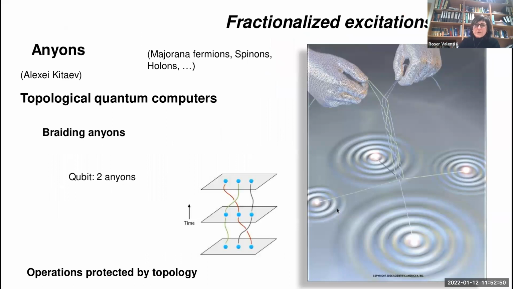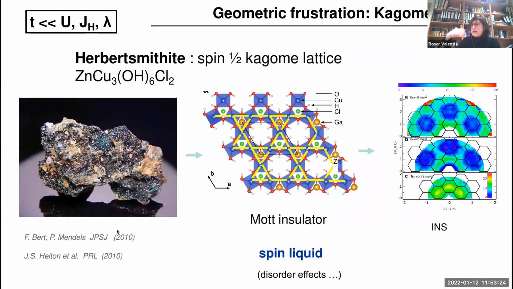And why, as you know very well, is one very much interested in getting these materials, these quantum spin liquids, as well as the corresponding fractionalized excitations? This is in the direction of building topological quantum computers, as was suggested by Alexei Kitaev, basically by building qubits through these fractionalized excitations that will allow then operations which are protected by topology. So the question is, where do we find these materials with these fractionalized excitations?